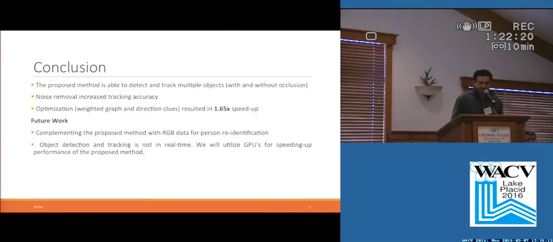And intentionally we didn't include the RGB, the knowledge from RGB, but I'm sure that we can improve the tracking accuracy as well as the detection accuracy if we incorporate knowledge from RGB.